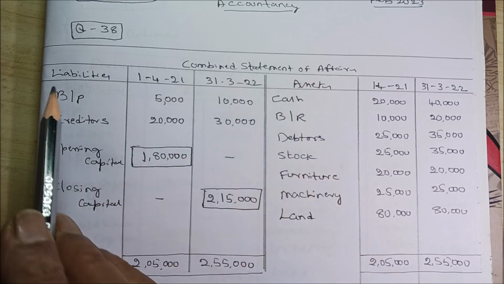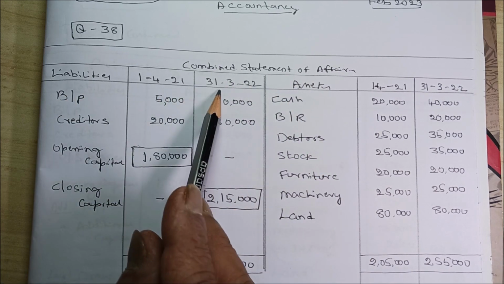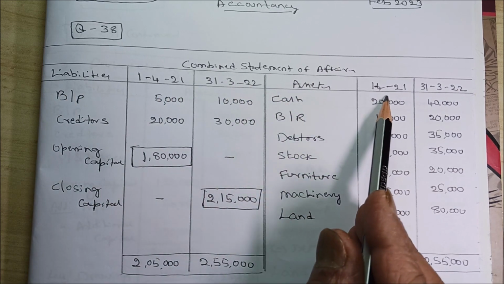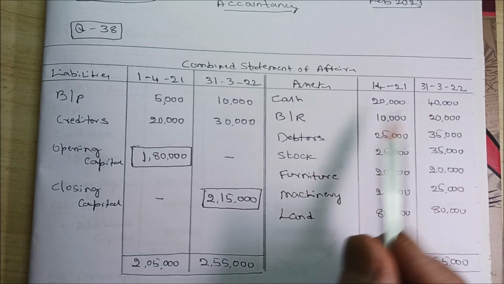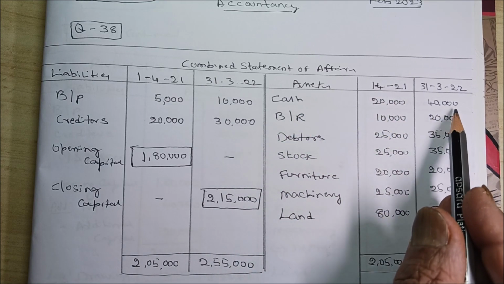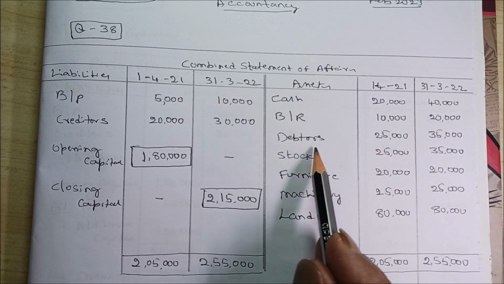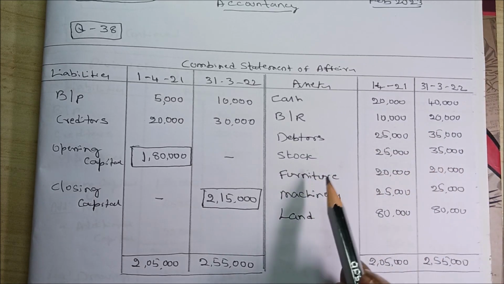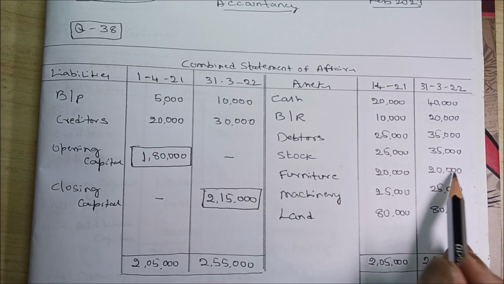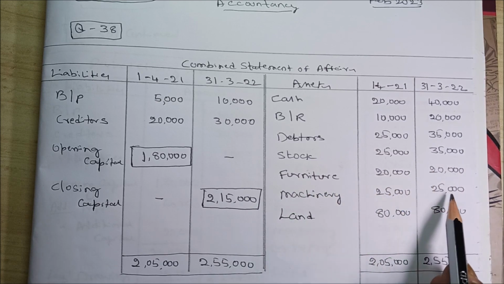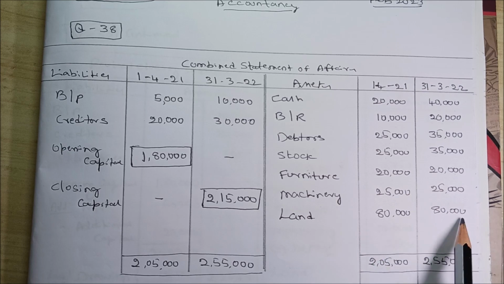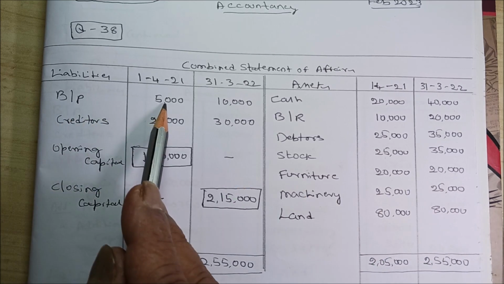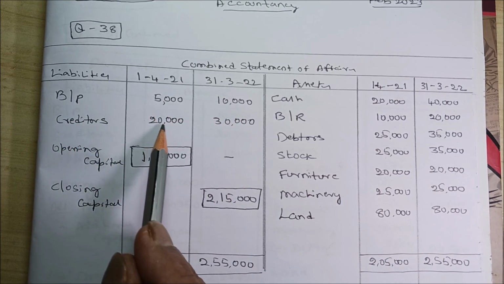Combined statement of affairs: liabilities 1,421, 31,321; assets 1,421, 31,322; cash 20, 40,000; BR 10,000, 20,000; debtors 25,000, 35,000; stock 25,000, 35,000; furniture 20,000, 20,000; machinery 25,000, 25,000; land 80,000, 80,000; bills payable 5,000, 10,000; creditors 20,000, 30,000.